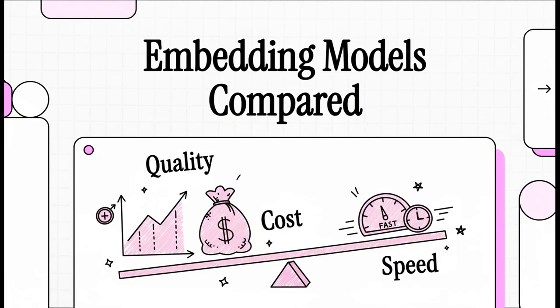All right, let's dive right in. Today, we are tackling one of the most critical decisions you'll make when you're building an AI app, picking the right embedding model. It's a real balancing act between quality, cost, and of course, speed.